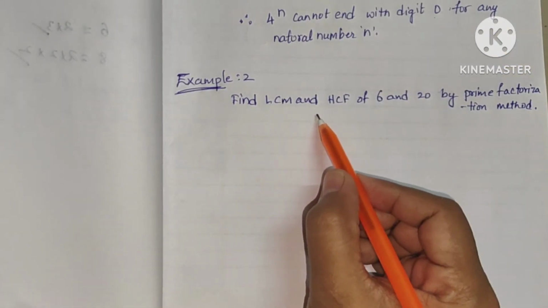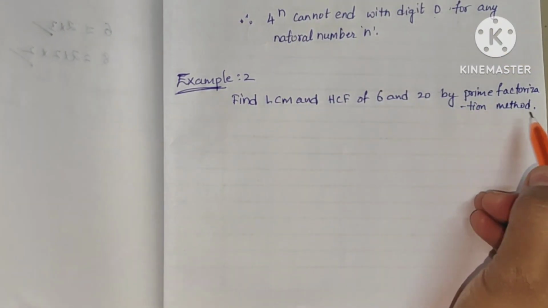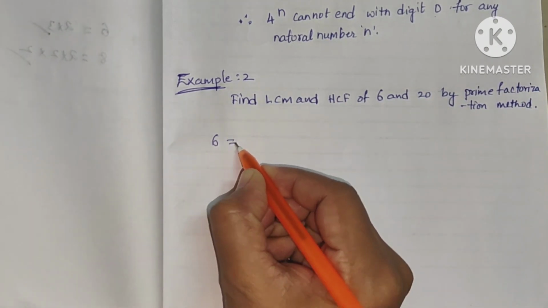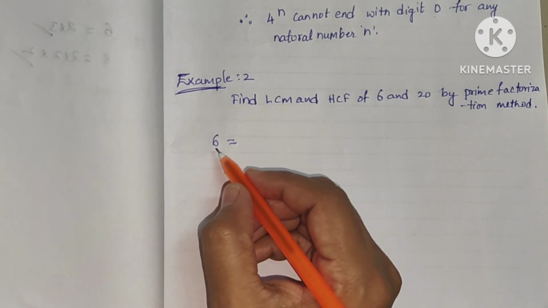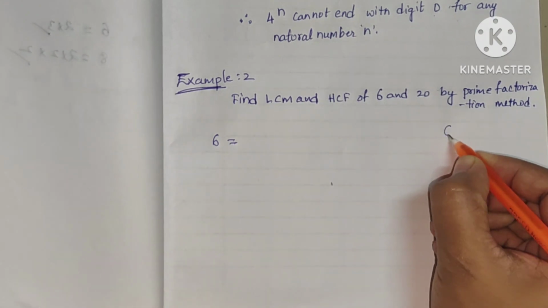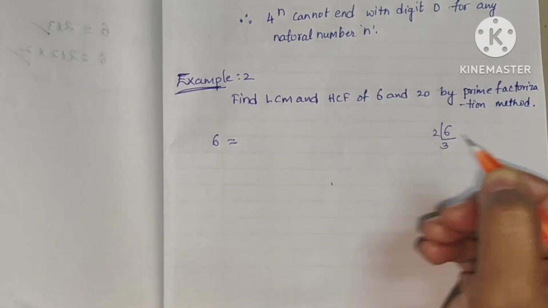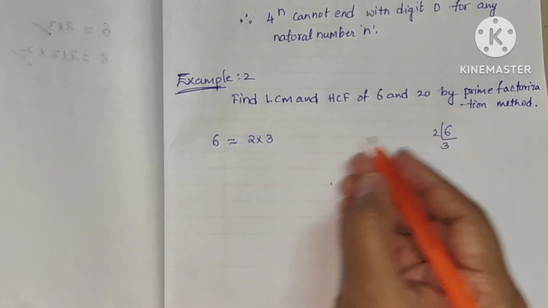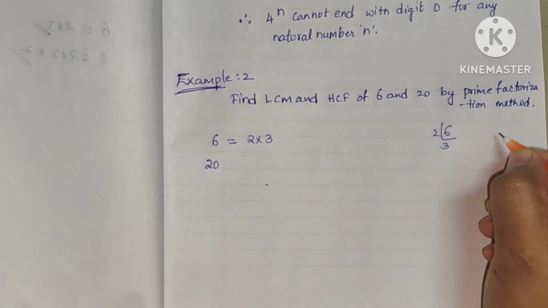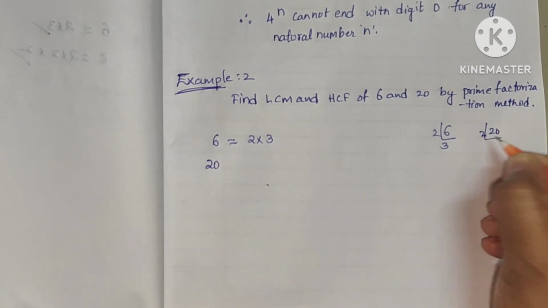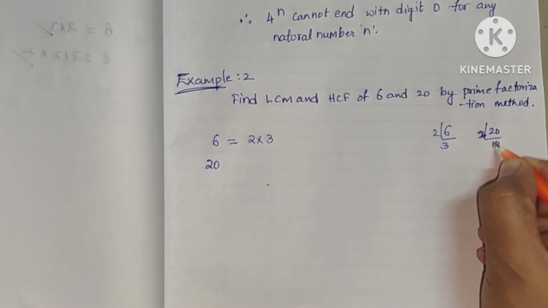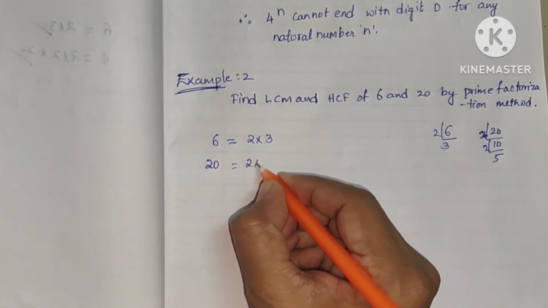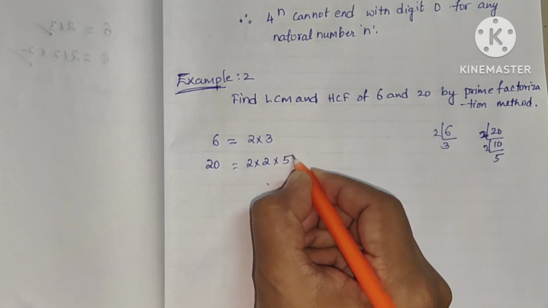Example 2. Find the LCM and HCF of 6 and 20 by the prime factorization method. So first, write the given numbers as a product of prime factors. 6 is 2 into 3. And 20: again, first prime number 2 only, 2 10s, and 10 is 2 5s. So here 2 into 2 into 5.